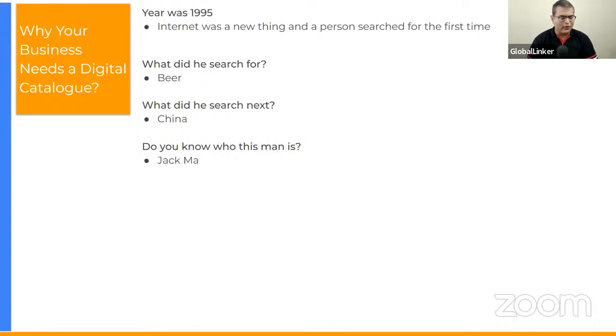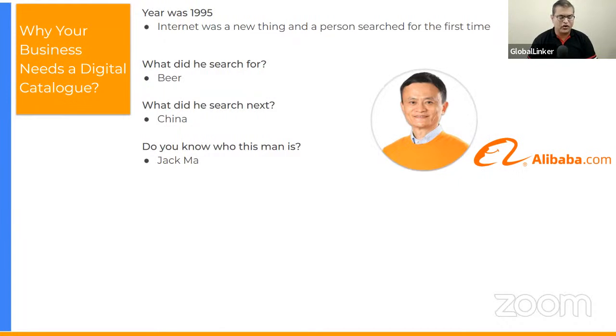Most of you may have already guessed who this person is. He is Jack Ma, the person behind Alibaba.com and Alibaba Group. Now, I'm going to share with you a few other examples where businesses have not realized the importance of digital, or having a digital presence or a digital catalog. These were mammoth businesses, huge conglomerates, and they've ceased to exist just because they were not able to digitize or adopt digital methods.